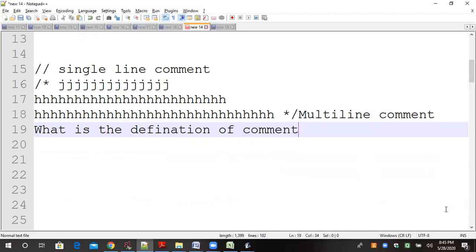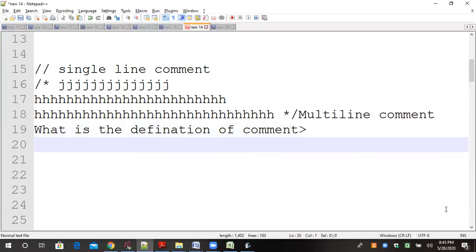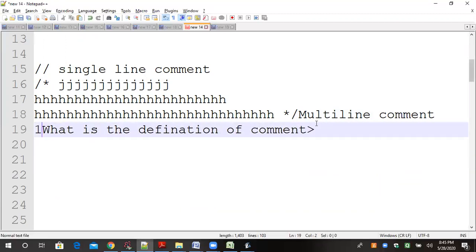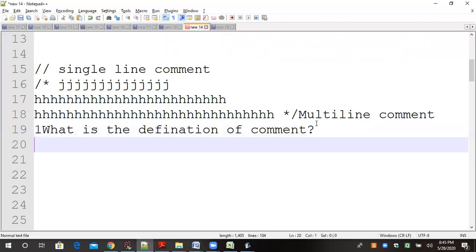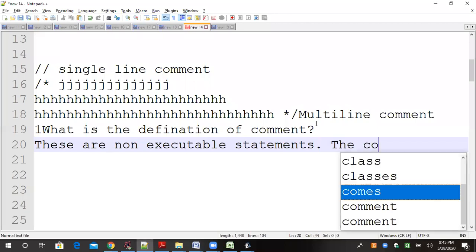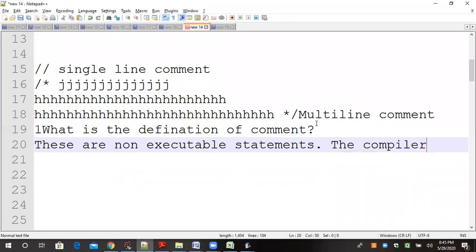Okay. These are non-executable statements. The compiler always ignores the comments.